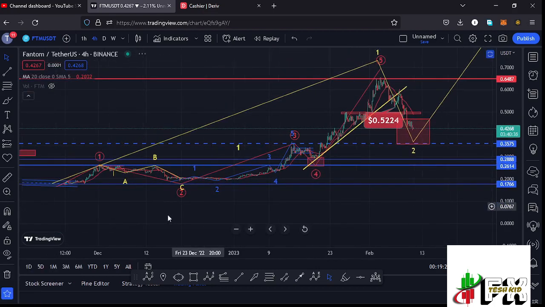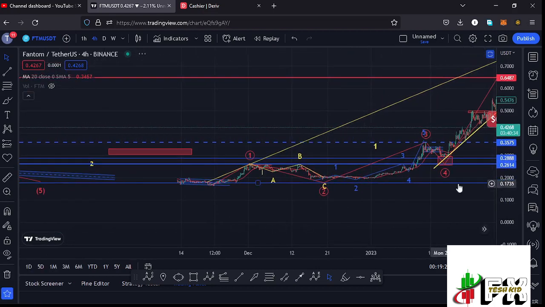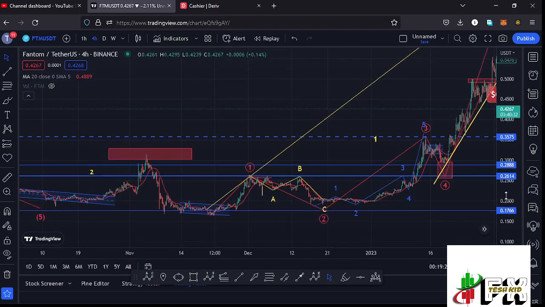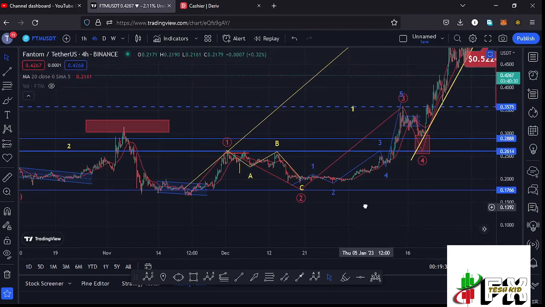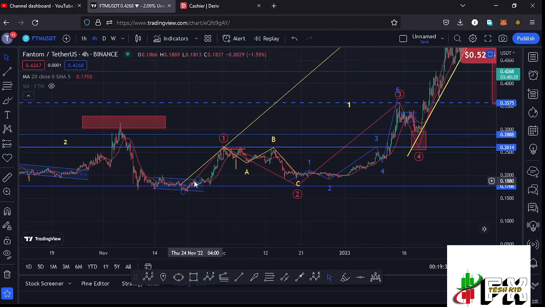And allow me to continue with the video here on the 4-hour chart by first giving you a quick recap of what has been happening, where you can see that Fantom, after seeing its lower low at around the $0.16 mark, started a very nice bounce to the upside in a move that has been obeying the ED12 structures, where you can see that I have this ED12 structure in red, having the first wave making its peak at around the $0.26 mark.